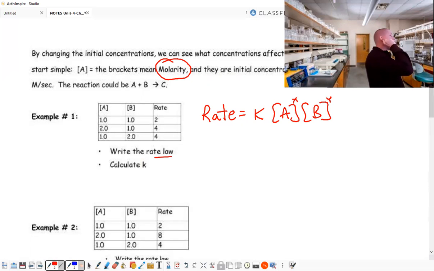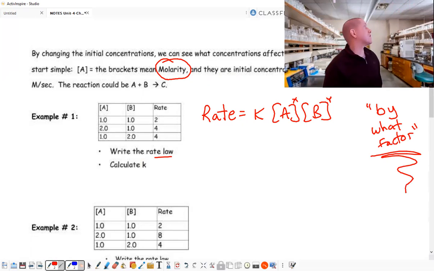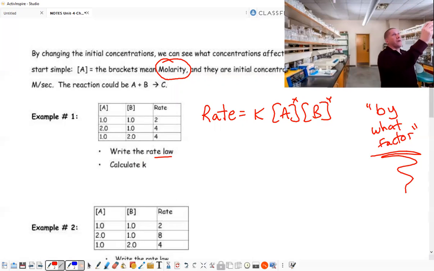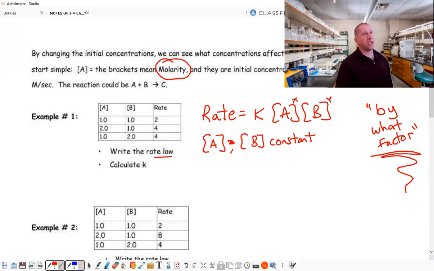All right, now here's how I like to do this. I do this by using the phrase, by what factor is this changing? So by what factor is the concentration changing? And then by what factor does that affect the rate? And let me show you, and I think it'll make the most sense. All right, so let's say we want to find A. So to do A, we want B to remain constant. We want B to not change.